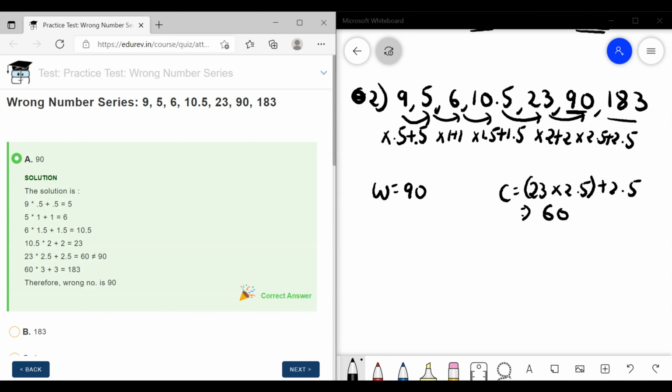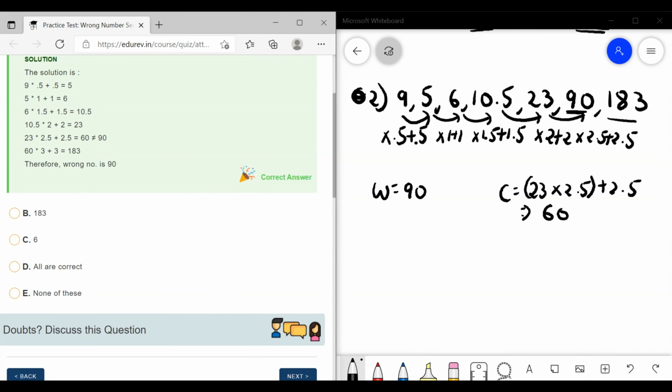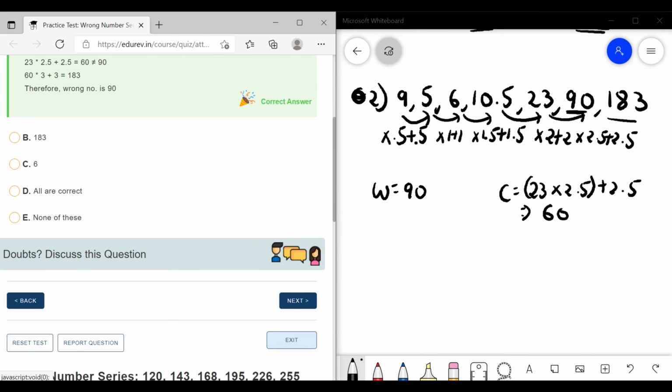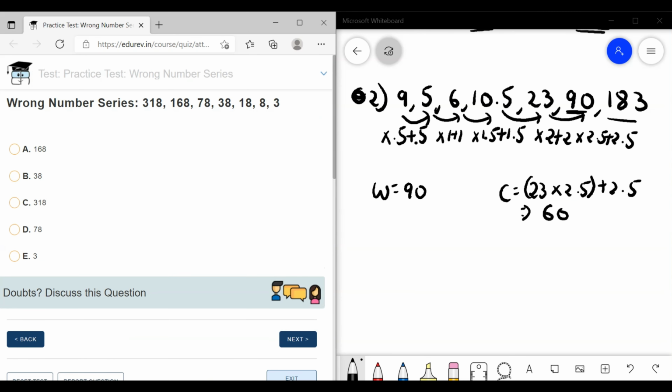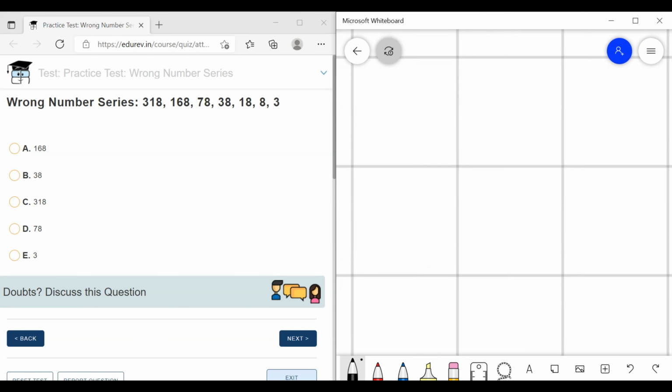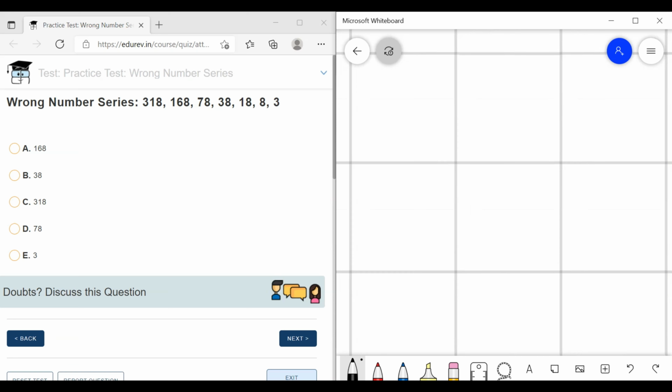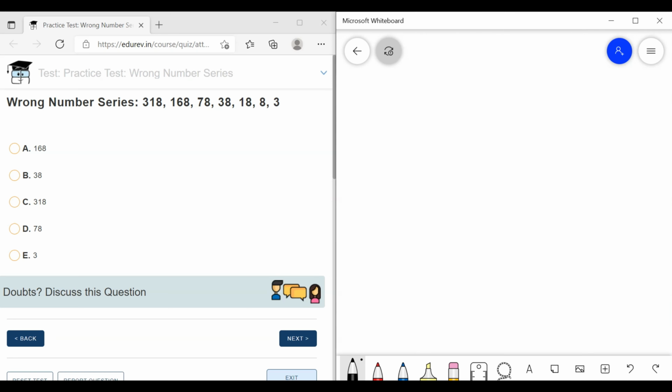As you can see, option A is correct, and you can see the solution that EduRev has done on the platform. It is very similar to what we have done. Great. Now let's move on to the next question. So here we will go for question number 3. Okay, let's have a look at it.